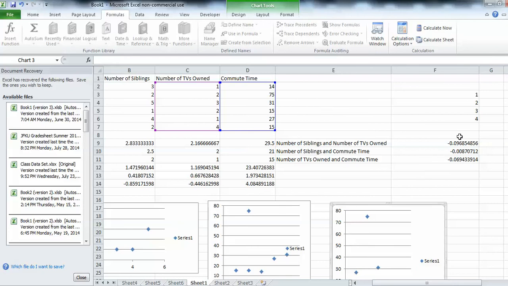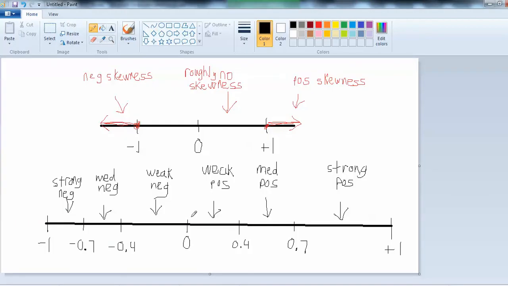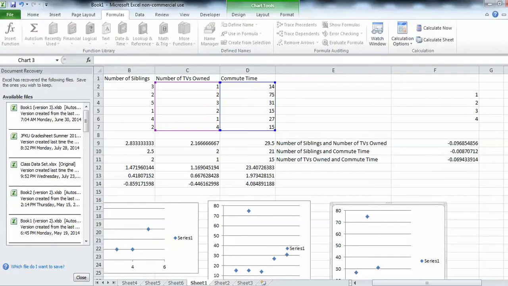I have the first one is -0.09 for siblings and TVs. -0.09 falls in here in the weak negative area because it's just a little bit below 0. Because you have to pay attention to the decimal places. Negative 0.09 is actually closer to 0.